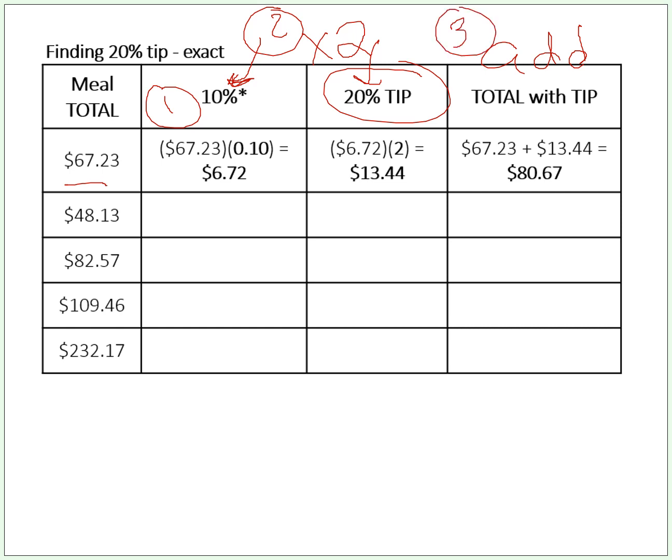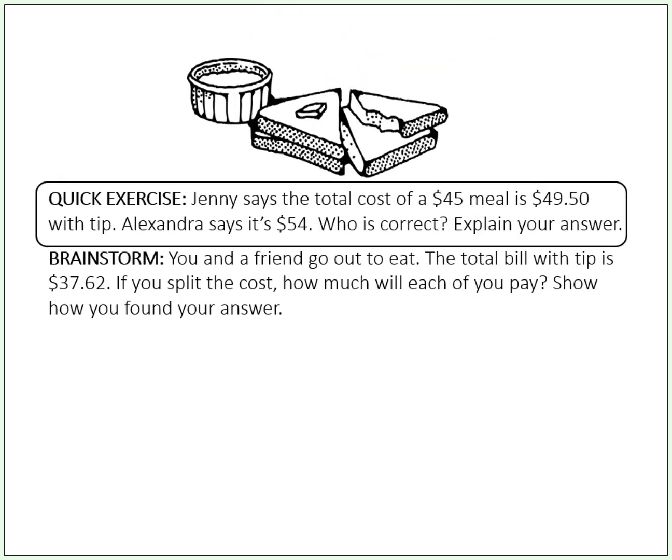Again, this is not how I would do it at all. I just double my tax. In my brain, it's the easiest way to do it. I look at what the tax was, round it, and then double it. That's how I do it. But let's go ahead and work through this chart just to practice your decimals. Then another quick exercise and another brainstorm.